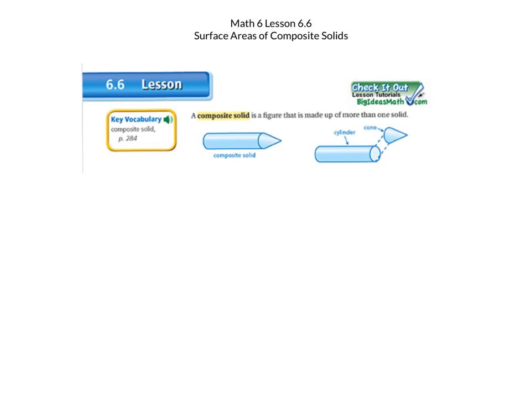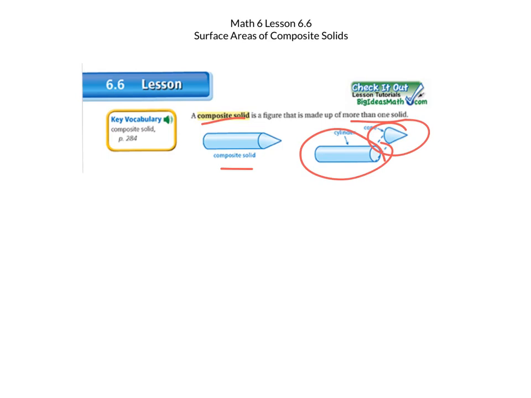All right, for this lesson we're learning about composite solids and how to find the surface area. A composite solid is just a figure that is made up of more than one solid. So for instance, this would be considered a composite solid, which, if you break it into pieces, is made up of a cylinder and a cone.